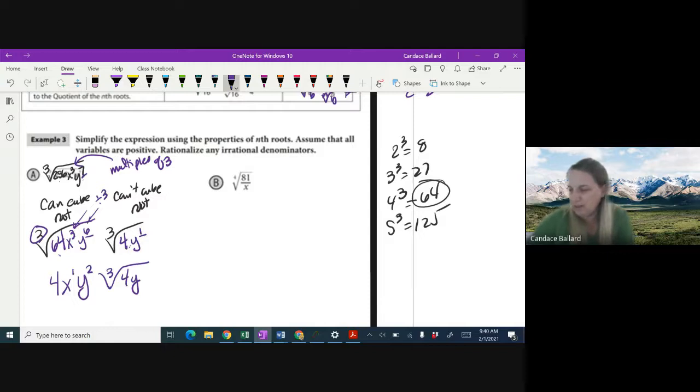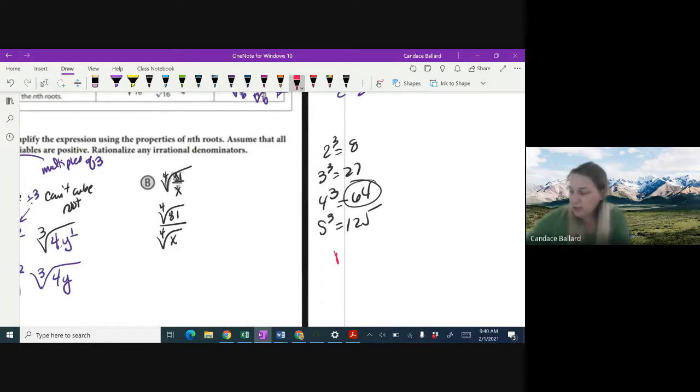All right. Let's take a look at this one. This one says the 4th root of 81 over x. This one is really, really weird. So the first thing I'm going to do is break up the numerator and the denominator a little bit into the 4th root of 81 over the 4th root of x. And we're going to do a process called rationalizing the denominator.